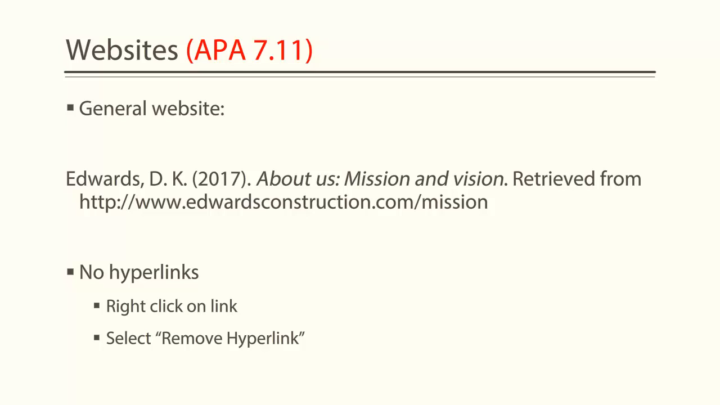Lastly, there should never be hyperlinks on your references page. In other words, when you put in a web address, Microsoft Word will usually turn it into a clickable link that is underlined in blue. Those should be unlinked on your references page by right-clicking on the link and selecting Remove Hyperlink to keep the text without making it a clickable link.